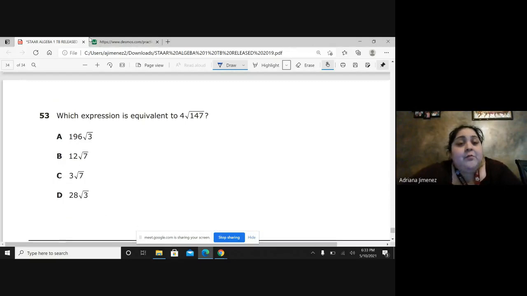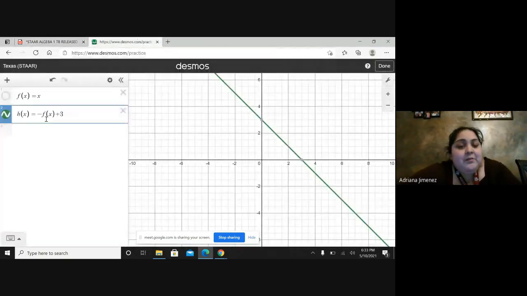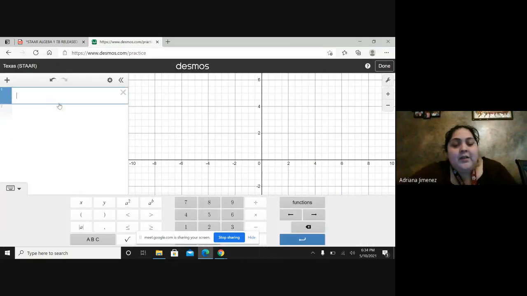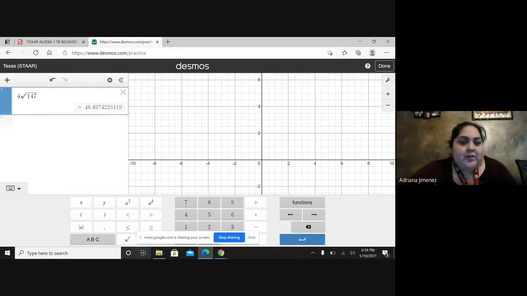All right, we got this one. We're just going to type it in. Equivalent means it matches. So the numbers have to match. So we're going to type that in. I'm going to take these off. And it's 4. Here's the square root sign. 147. So that's the number 48. So I'm going to type in my answer choice and see which one matches it.